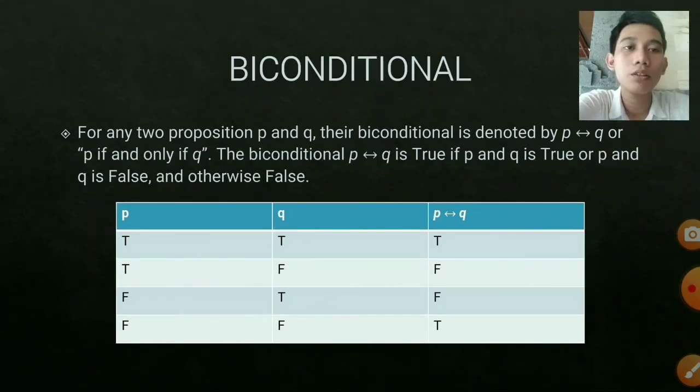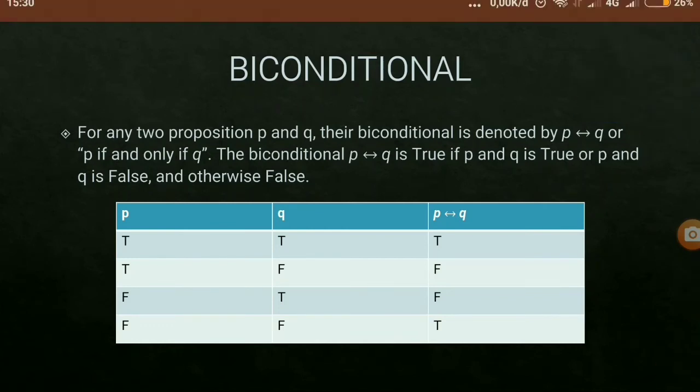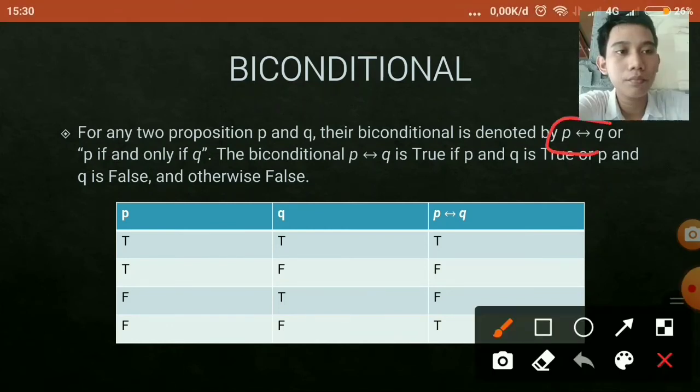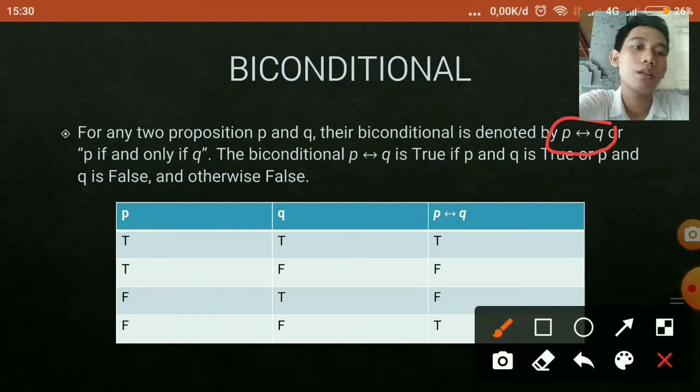Next, the biconditional. For any two propositions P and Q, their biconditional is denoted by this, or P if and only if Q. The biconditional P if and only if Q is true if P and Q are both true, or P and Q are both false, and otherwise is false.